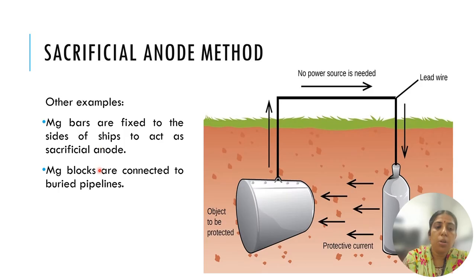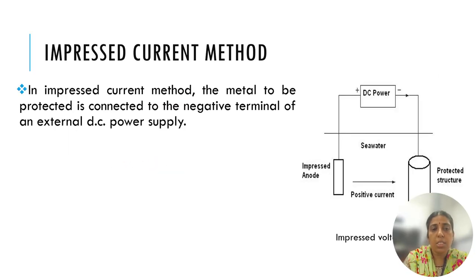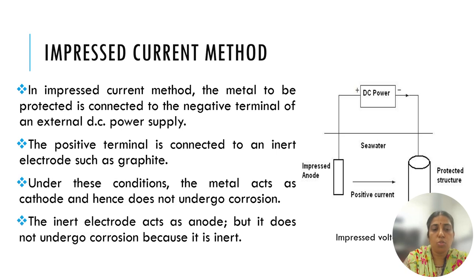For example, you can see magnesium blocks connected to buried pipelines, and also magnesium bars fixed to a ship as sacrificial anodes. Next is the impressed current method. This also follows the same procedure, but it is slightly different from the sacrificial anode method.